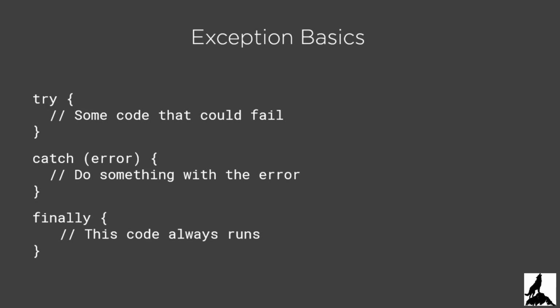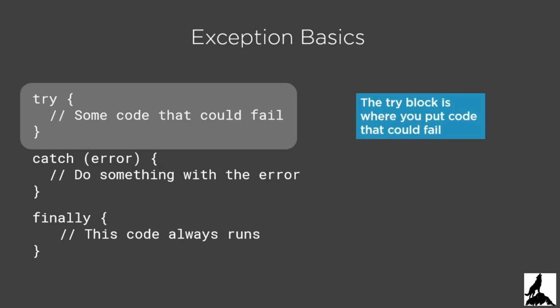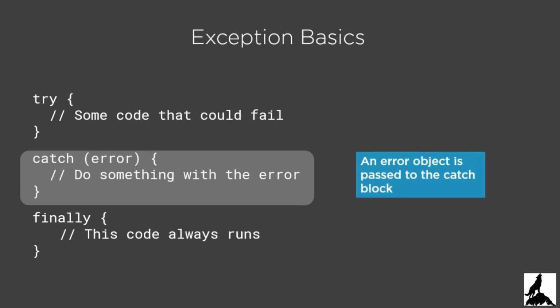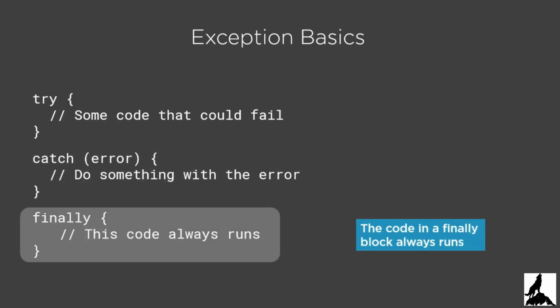Your basic design pattern for when running code that could fail is to wrap it inside of a try-catch block. So we put the code that could possibly fail inside of the try. Then, if something does fail, it jumps down to the code within the catch block. So an error object is created and it's passed to the catch block. Now the finally is code that runs every single time. This is optional. You may not need a finally block every single time.